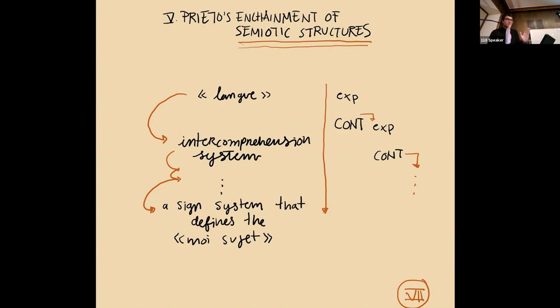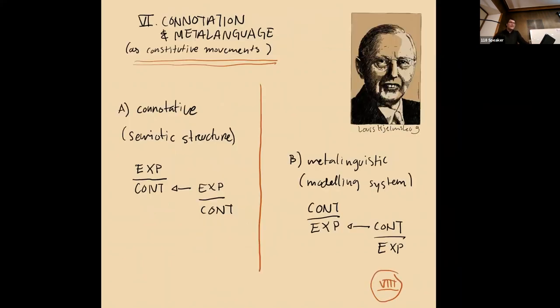So all this was brought up in order to explain the constitutive movement by means of which modeling systems and semiotic structures differ. Very well. My proposal is that inasmuch as they enable practices, semiotic structures function via a connotative movement, whereas inasmuch as they determine a way of knowing via ordering perception, modeling systems function via a metalinguistic movement.